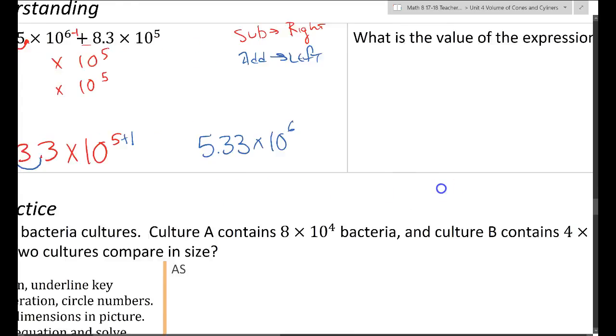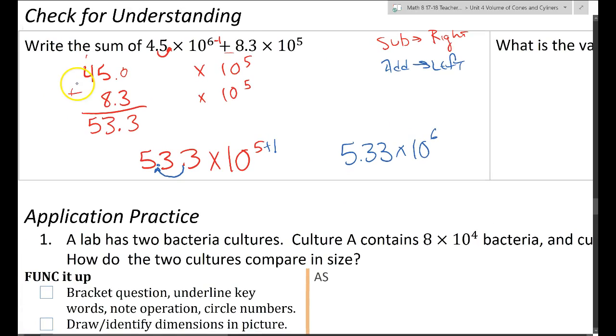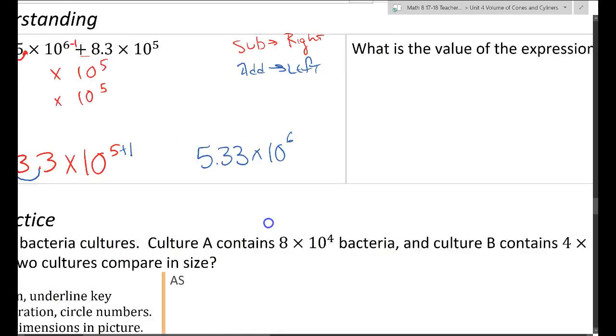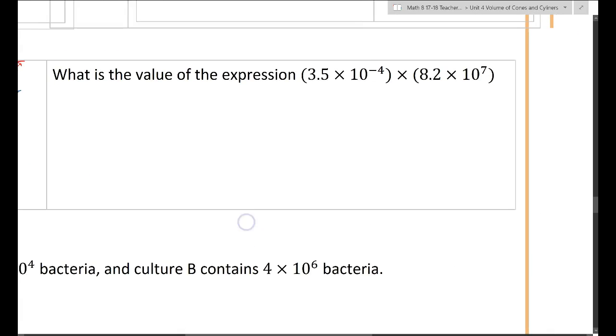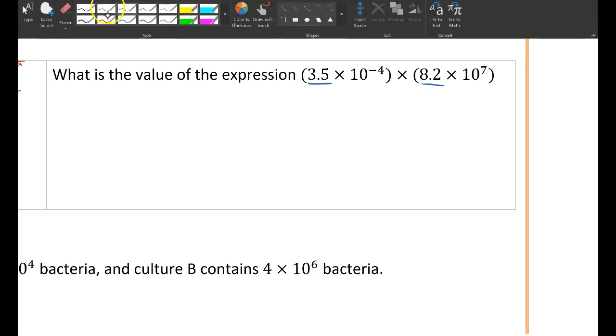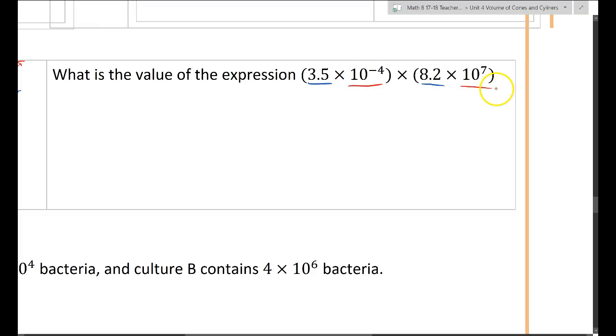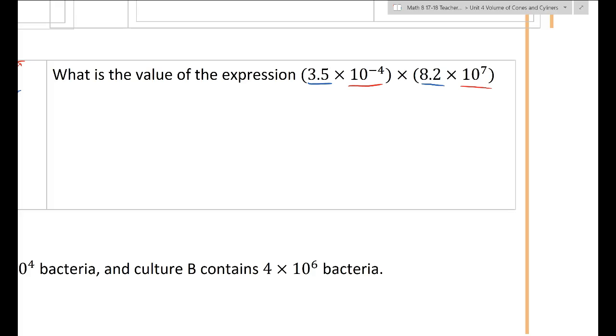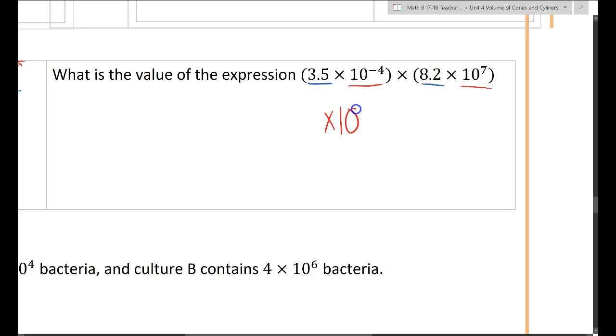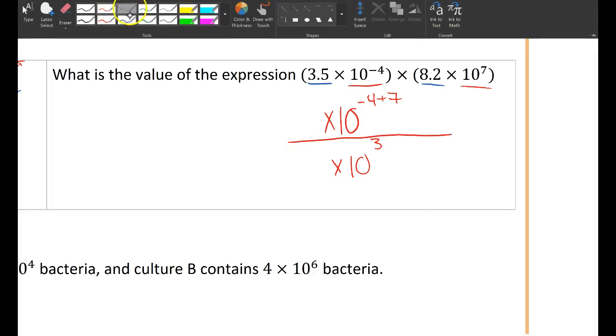Now we come over here. That's the exact same thing you would do for subtraction, by the way, except for that part. Now, multiplying. Don't overthink this. In blue, we'll do that. And then in red, we'll do that. So let's do the blue part first. Well, let's do the red part first. That seems easier. When I multiply numbers that have exponents, I just do that part. So, -4 plus 7 gives me 3. And that part's done. Again, don't overthink this.